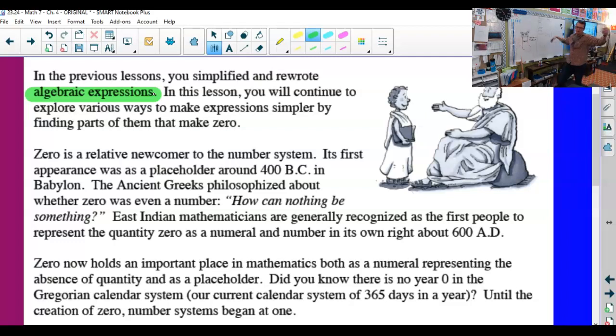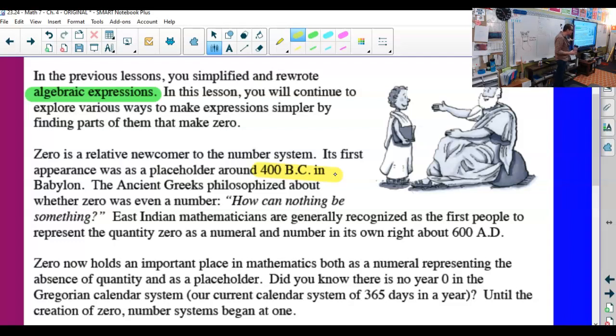Raiden, hit us with the second paragraph. Zero is a relative newcomer to the number system. Its appearance was as a placeholder around 400 BC. What? Guys, pause. Until 400 BC, what does BC mean? Before Christ. Before Common Era, right? Or before Christ, depending on who you ask. There was a lot of time before 400 BC. Now, obviously, still there's been a lot of time since then.